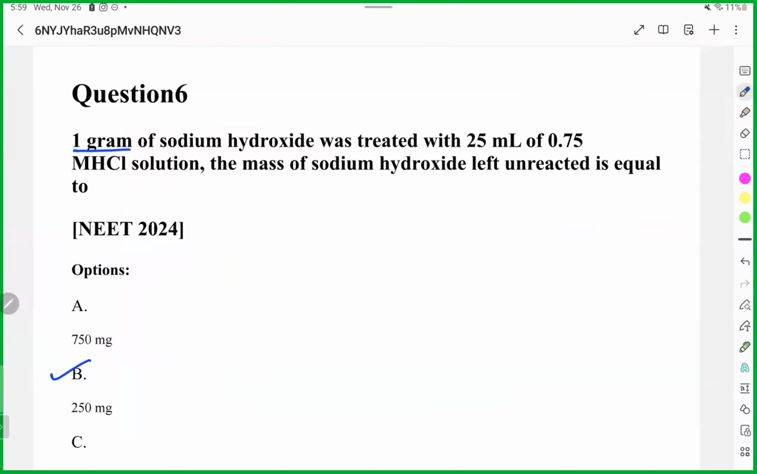1 gram of NaOH was treated with 25 ml of 0.75 M HCl. What will be the mass of NaOH left unreacted? Now you have to see what is the limiting reagent in this question. Limiting reagent.